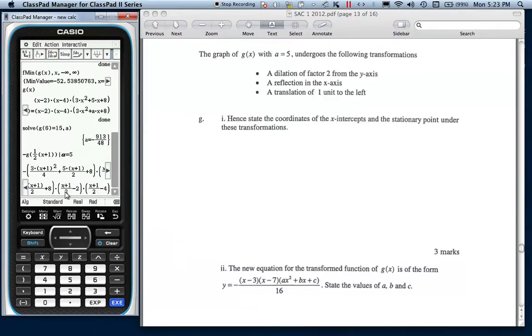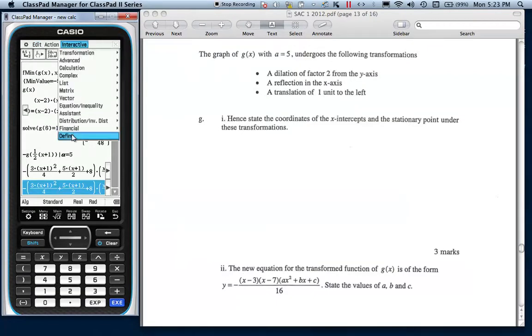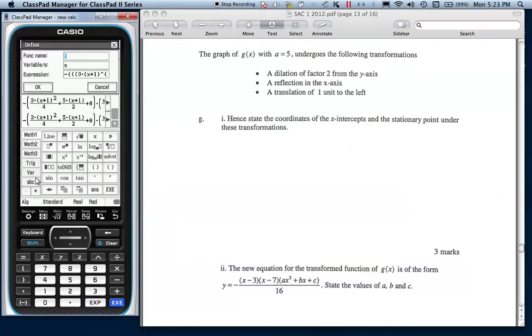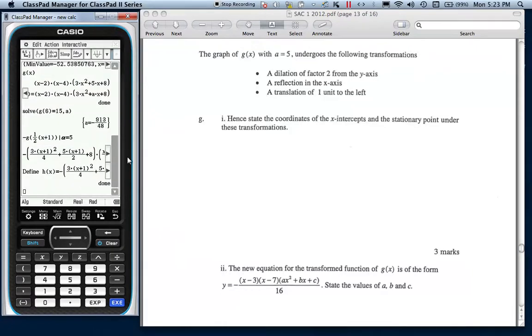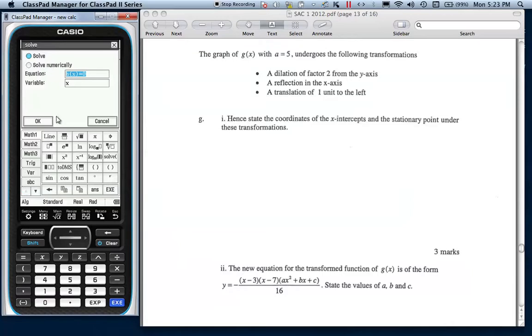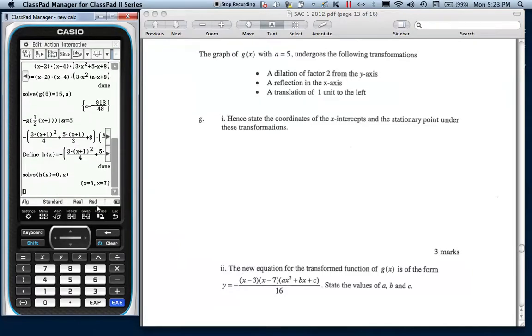I can drag that in here, and probably a good idea is to define that just to make it easier, and I'm going to define it as h. And so the function h of x is g of x after undergoing all of these transformations, and I want to now work out the coordinates of the x-intercepts and the stationary point. Well, the x-intercepts occur when h of x equals 0, so I'll go ahead and solve that for x, and I get 3 and 7.